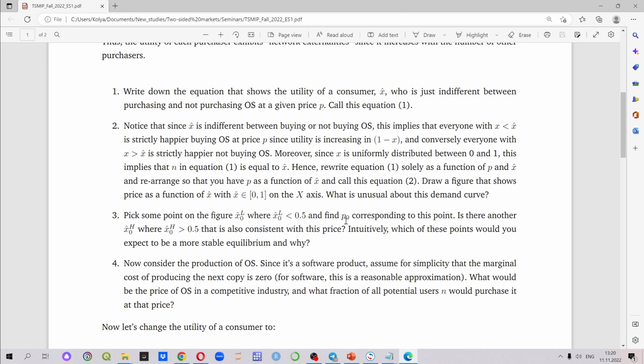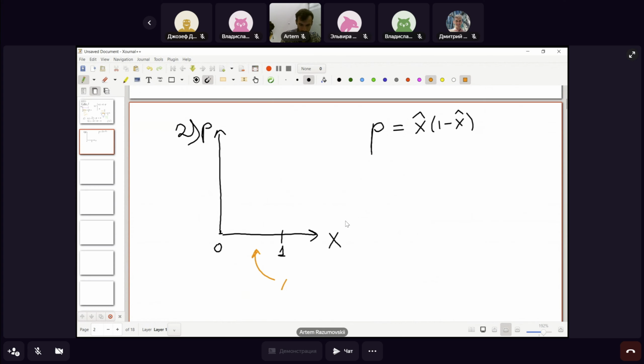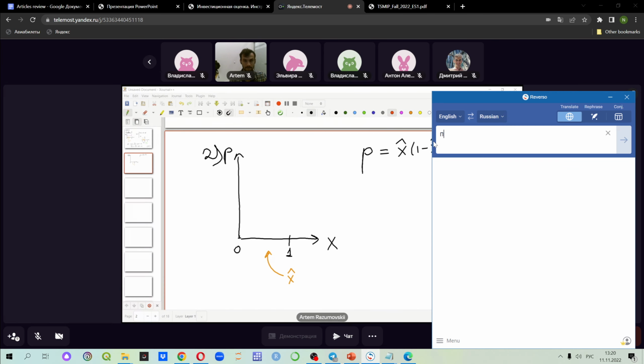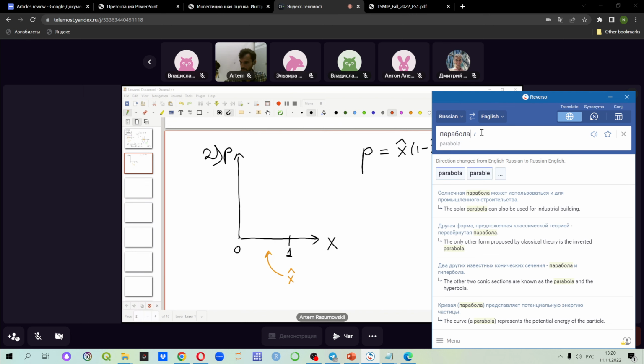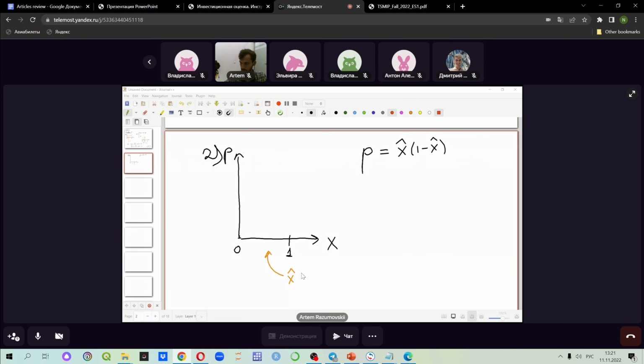And here we are thinking that our indifferent x hat can be here. So then how will the price depend on it? What should I draw here? You should just draw a parabola. There will be a maximum, and there will be the intersection with the zero point. The maximum will be at the middle of the interval. Yes, so this is the maximum, right? At 1/2.